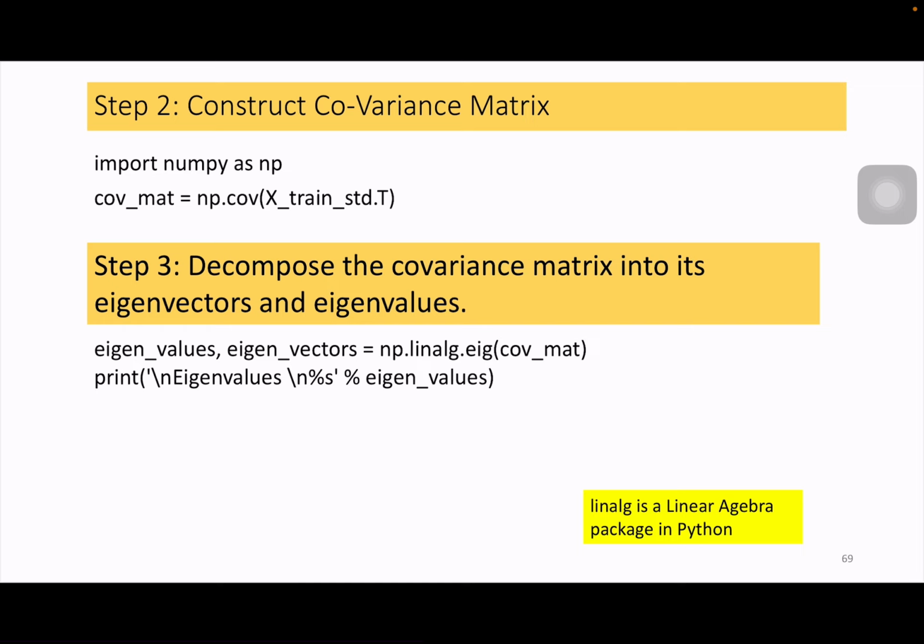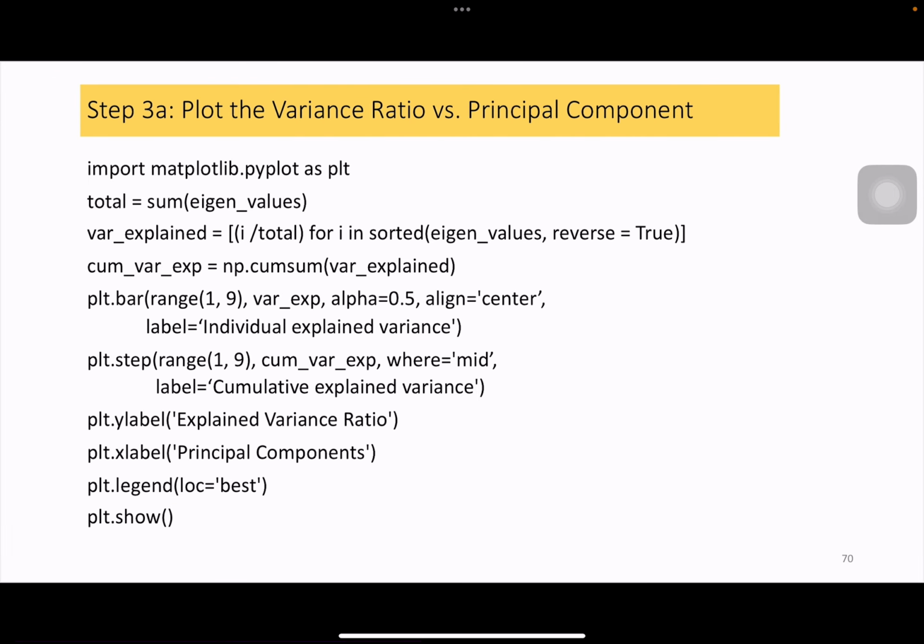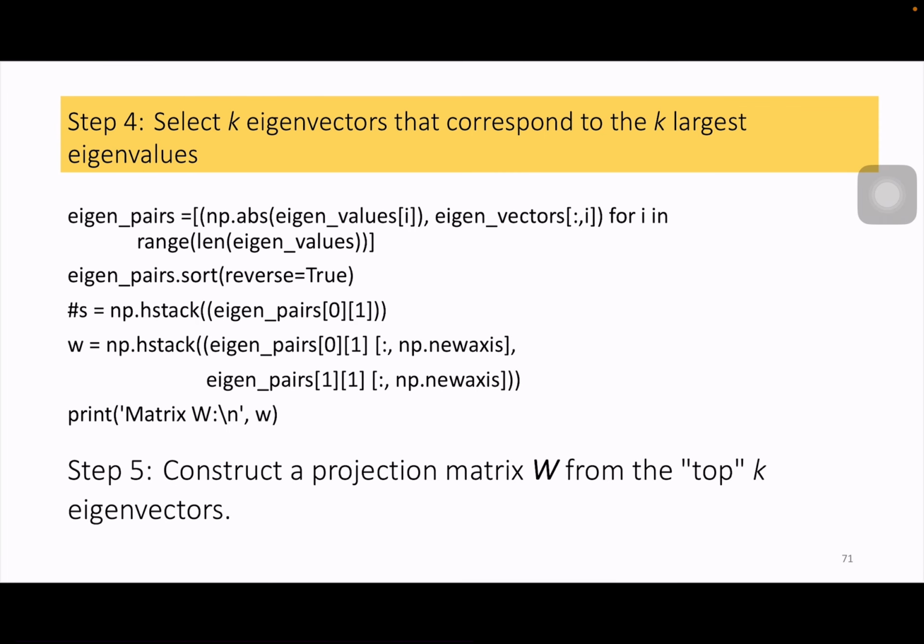Next, decompose the covariance matrix into eigenvectors and eigenvalues. So basically, linalg is the linear algebra package in Python. Then step 3 is to plot the variance ratio against the principal components. You import matplotlib as pyplot, and then at the end of the day, you label x and y. Step 4 is to select the k eigenvectors that correspond to the largest k eigenvalues. So you construct a projection matrix W from the top k eigenvectors.